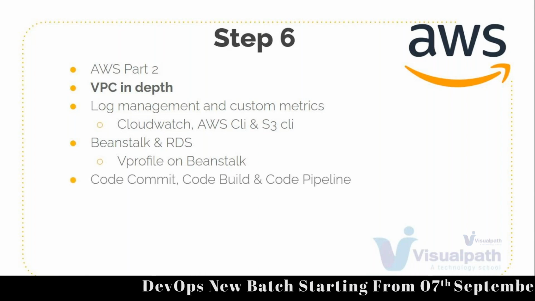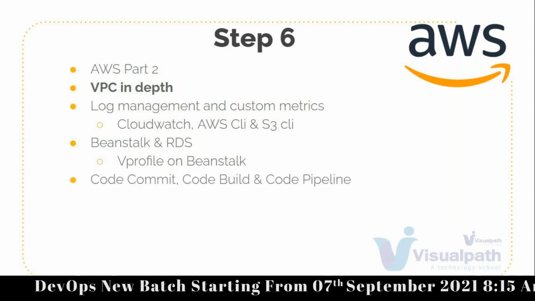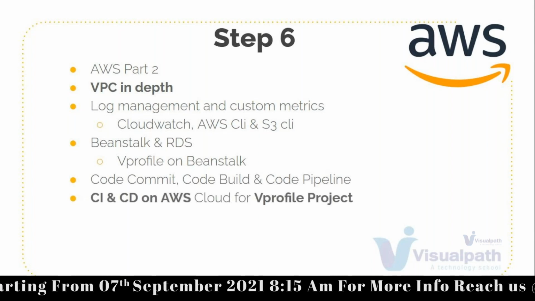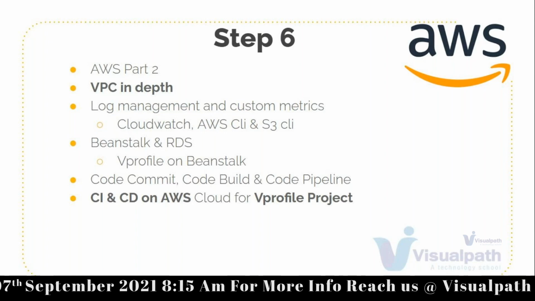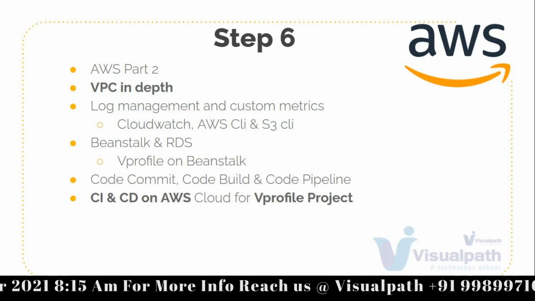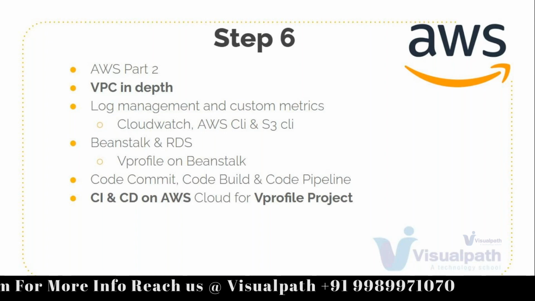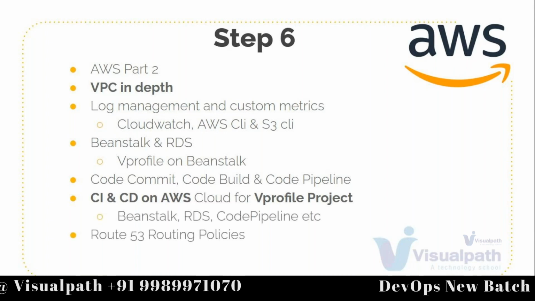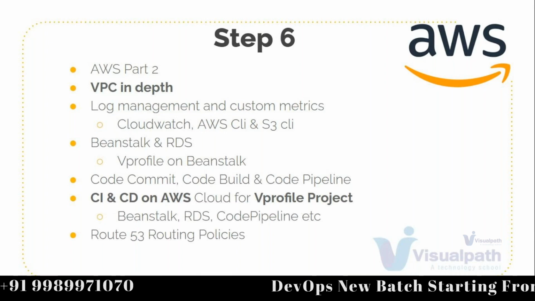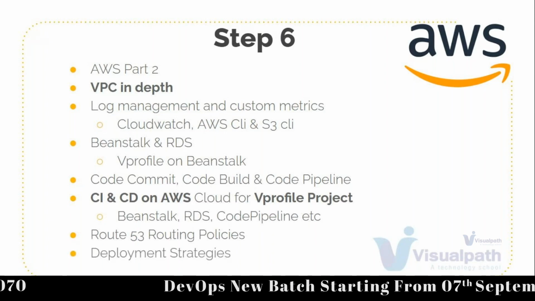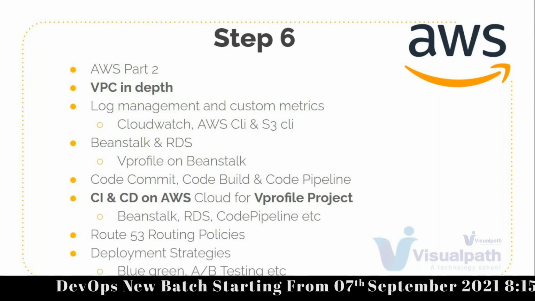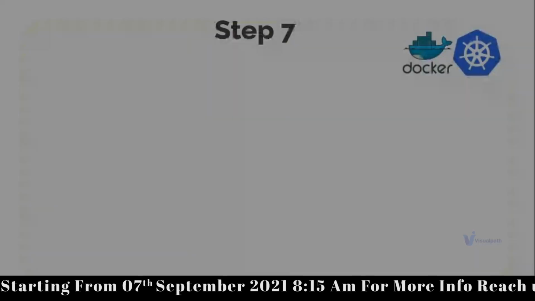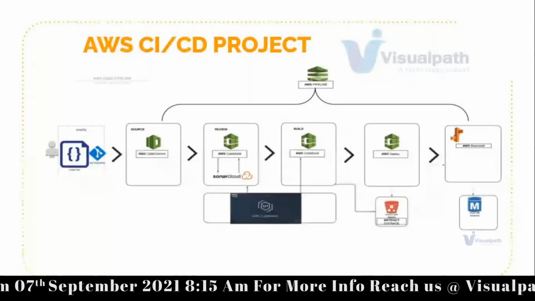And we're going to do CI/CD on AWS by using AWS services, CodeCommit, CodeBuild, CodePipeline. Okay, previously I've shown you how to do it through Jenkins, and then we also have Jenkins and Ansible together. Then we will also see how to do it on AWS cloud by using AWS services. We're going to talk about some Route 53 routing policies also, different deployment strategies like blue-green deployment, A/B testing, what are they, how to do it on AWS. Right? Yeah, that's the CI/CD project.